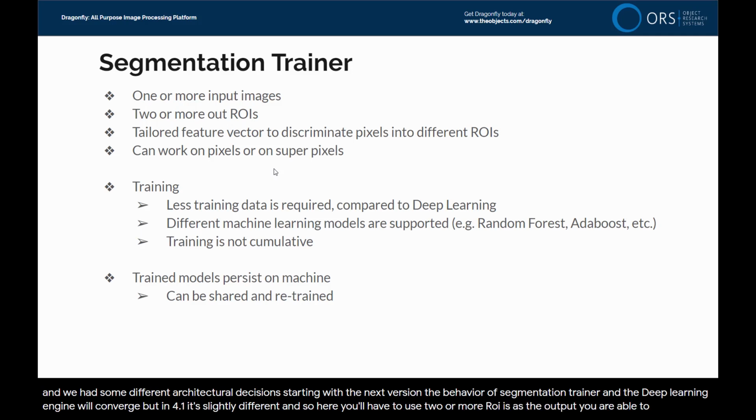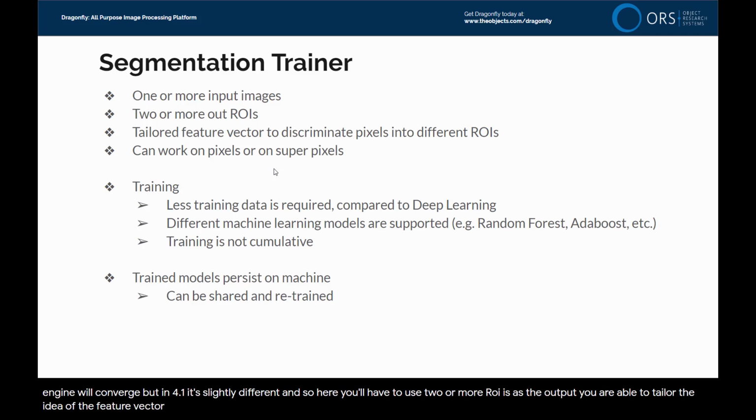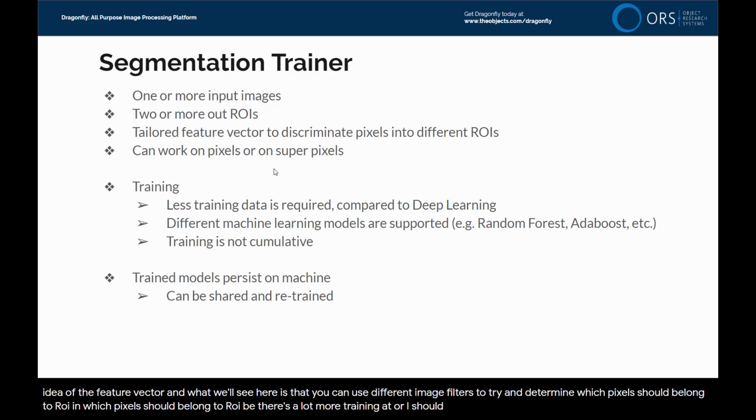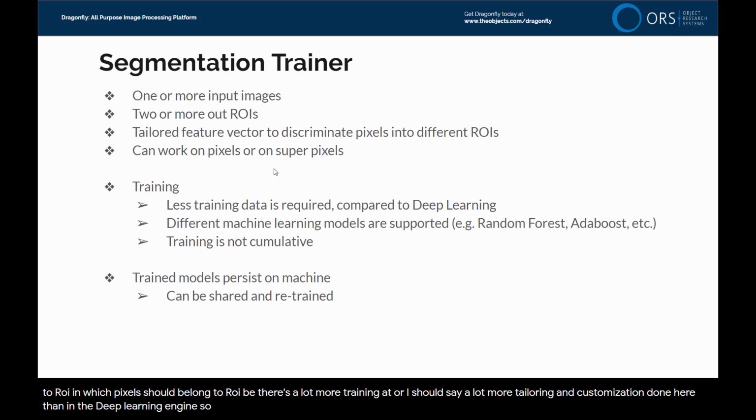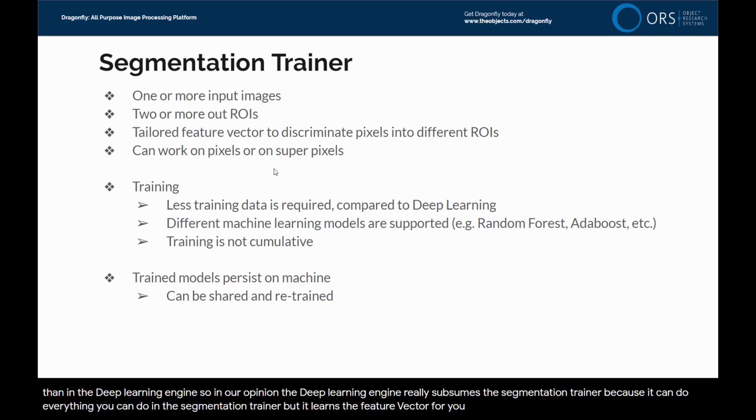You are able to tailor the idea of the feature vector, and what we'll see here is that you can use different image filters to try and determine which pixels should belong to ROI A and which pixels should belong to ROI B. There's a lot more tailoring and customization done here than in the deep learning engine. So in our opinion, the deep learning engine really subsumes the segmentation trainer because it can do everything you could do in the segmentation trainer, but it learns the feature vector for you. But you might still want to use the segmentation trainer.